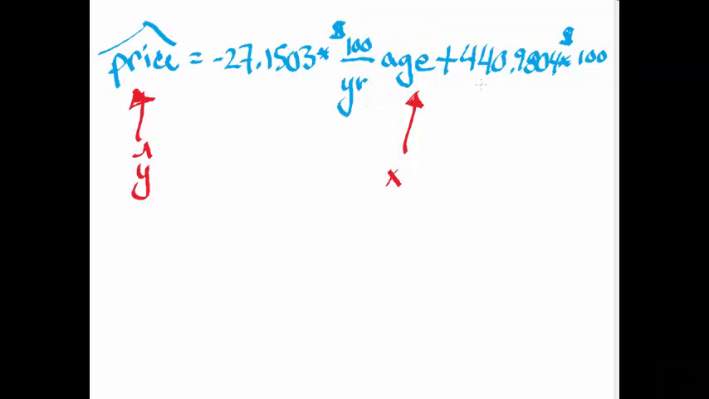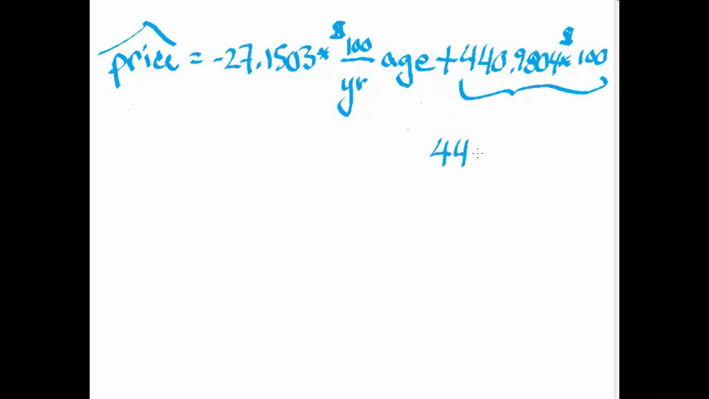Okay, so let's interpret the y-intercept and the slope. The y-intercept says that if the age is 0, and when is the age 0? The age is 0 when the car is brand new. So for a brand new Corvette, I should expect to pay about 441 $100 bills, or $44,098, something like that. And then what does the slope mean? It says that if our data are truly adhering to a linear fit, then these Corvettes are depreciating in value at a rate of $2,715 per year.